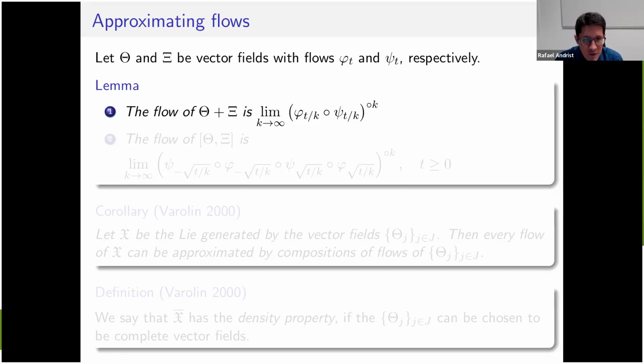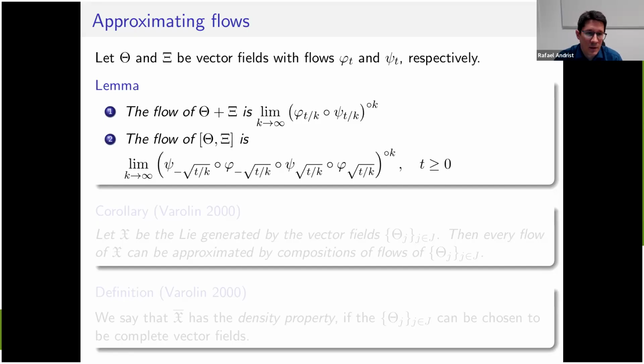And then we have the same statement for the commutator of two vector fields. The formula is a bit more complicated. We have to take some square roots here. And in order to make sense of the square roots, the time should be positive. This is, however, not an issue because if you have some complex or negative time, you can just rescale the vector field with the constant and then just use positive time instead. So this is not really a restriction.